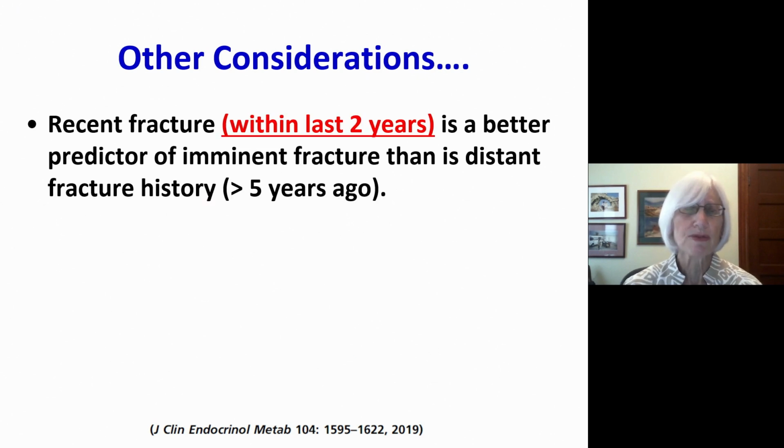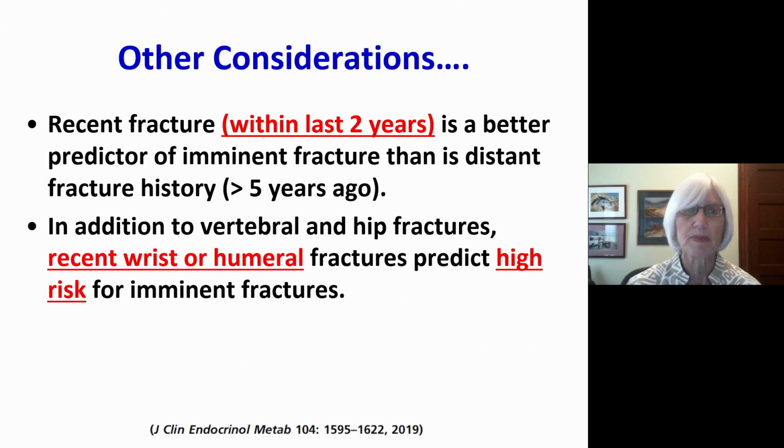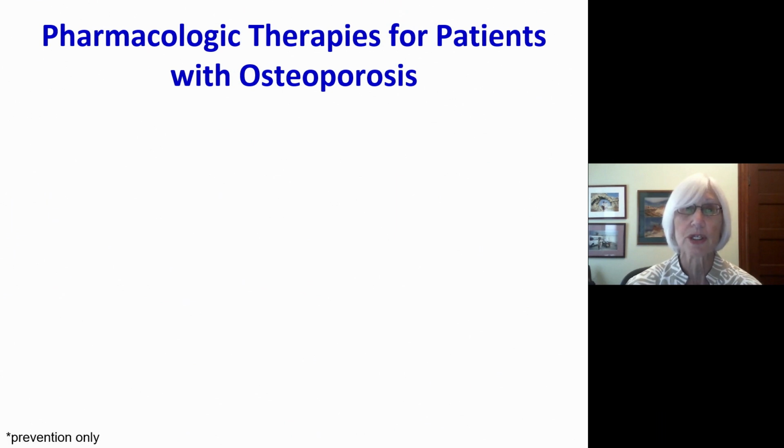Other considerations from the Endocrine Society are that someone with a recent fracture within the last 2 years is at much higher risk for an imminent fracture than is someone who comes in and says, I fractured my wrist 15 years ago or 10 years ago. The person who comes in with a recent fracture, you really want to be aggressive. And in addition to vertebral and hip fracture, the data have shown that recent wrist or humeral fractures also predict a high risk for imminent fractures.